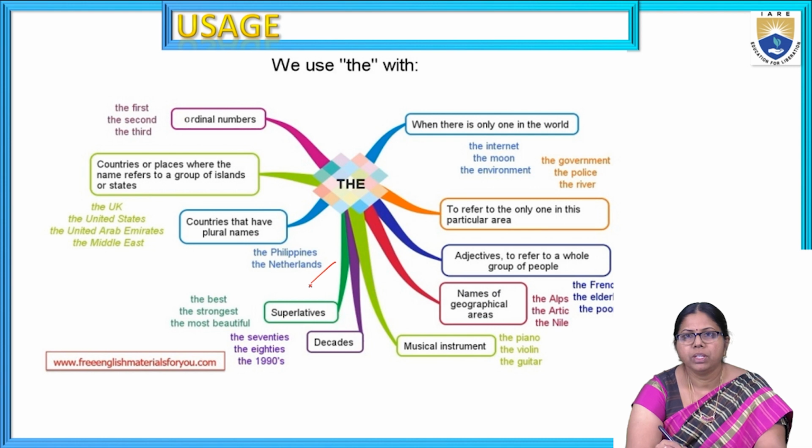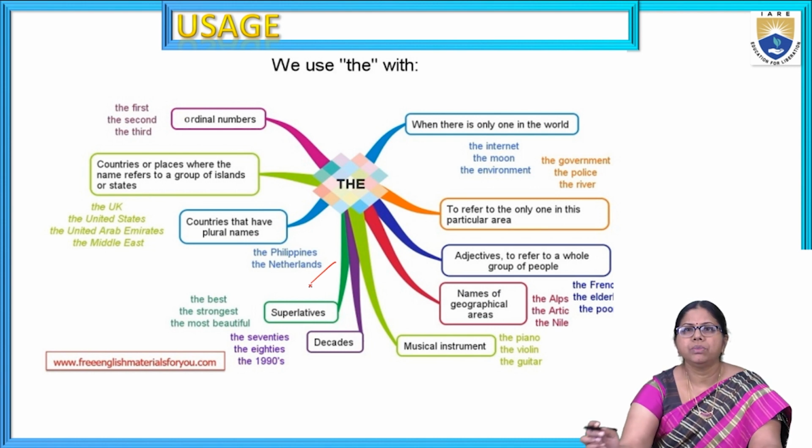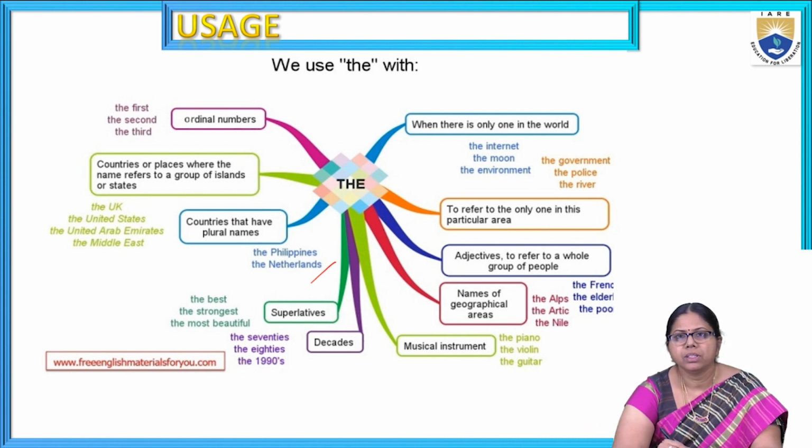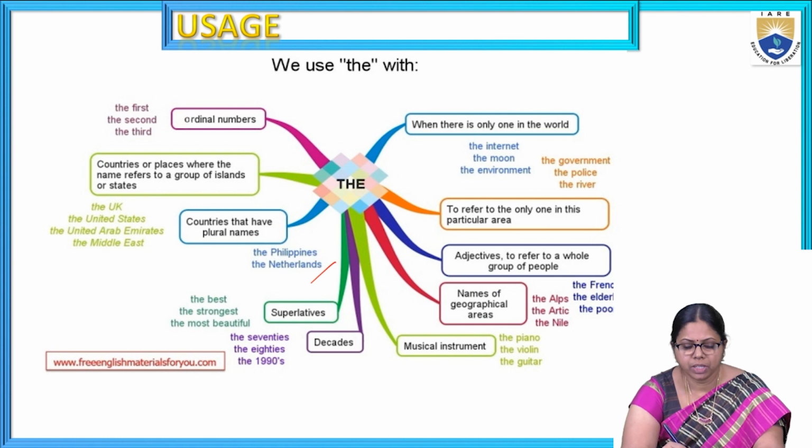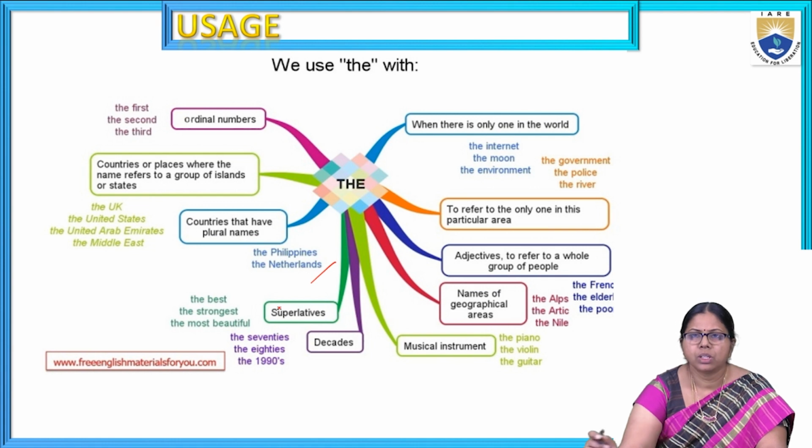So when you are using superlative degrees in sentences, before the superlative degrees we use the definite article the, because it is definite. He is the best boy, and that is the strongest metal. No other metal is as strong as iron. So the strongest metal, the most beautiful girl. When you are using superlative degrees, we use the article the.